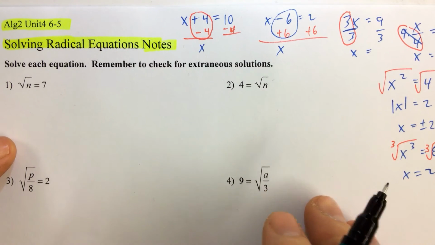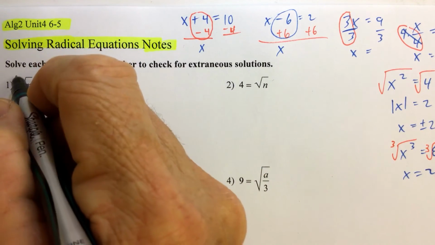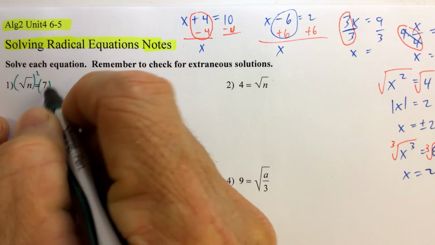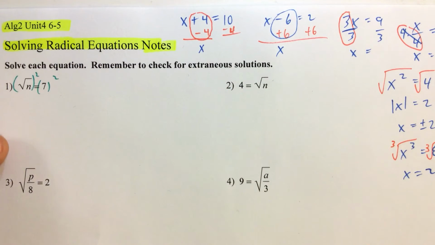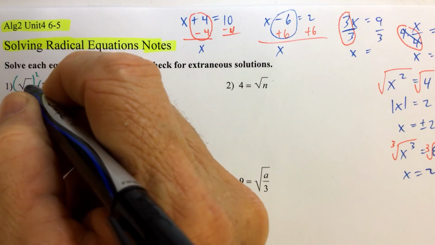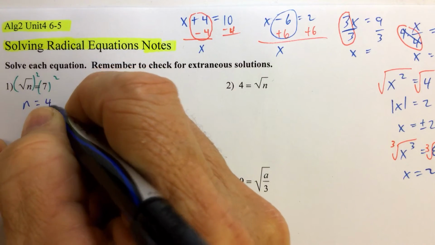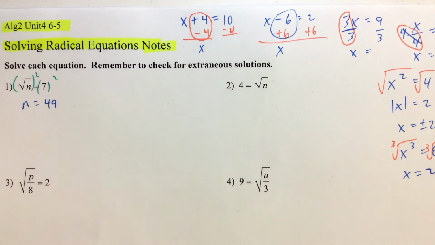So for example number 1, we have the square root of n equals 7. And so what we're going to do is we're going to square both sides because squaring undoes square root. So the square root of n, quantity squared, is just n. And 7 squared is 49. And with these, that's it really.